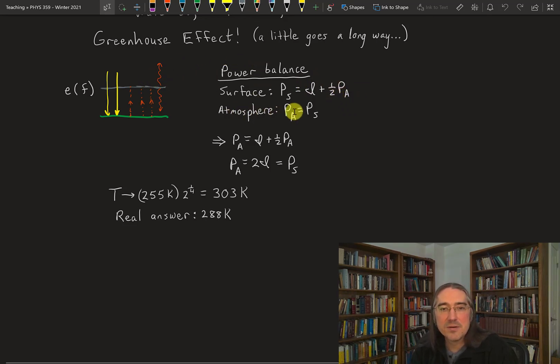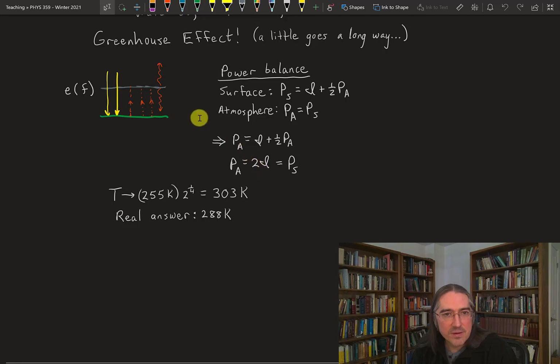And the atmosphere, it's got its output, and the only place it's getting pumped by is the re-radiation from the Earth's surface. So the power radiated by the atmosphere must equal the power radiated by the surface. Okay? Just solve these equations, right? You get PA is I plus a half PA. So PA is twice I. It's twice the solar insolation. So the atmosphere is re-radiating twice the power. And if we plug in 2I here, right, we get I plus I. Earth's surface is also radiating twice the power.